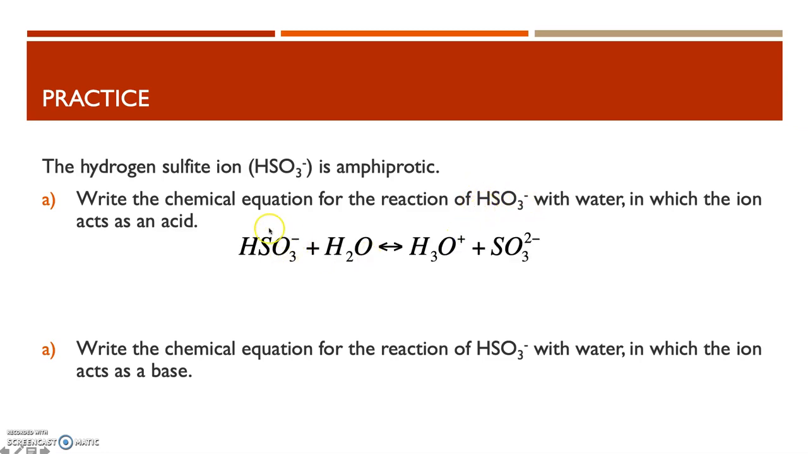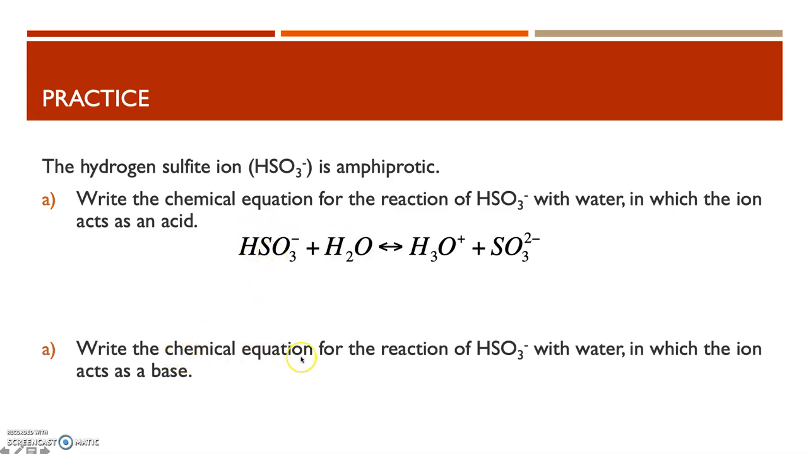So we would write it this way: HSO3 minus plus water on our reactant side goes to the sulfite anion that's lost that hydrogen, that proton, right? So now it's SO3 2 minus. Okay, charges are important here. And that proton has now attached itself to the water. So the water is acting as a base. The hydrogen sulfite anion is acting as an acid.